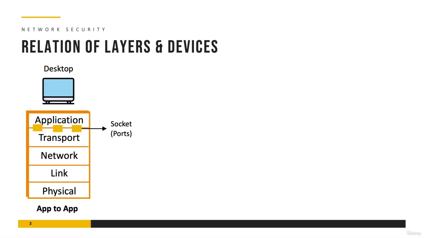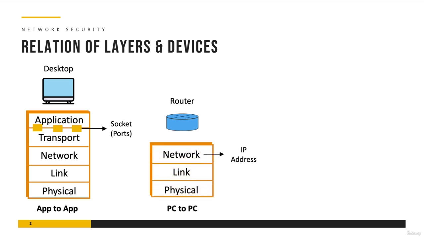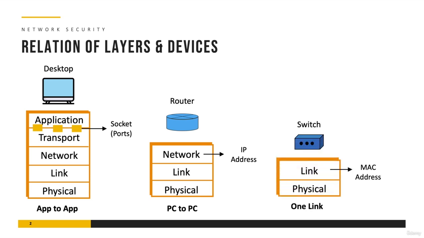And these devices implement all 5 layers of the protocol stack, starting from the application layer all the way down to the physical layer. Now, these devices are basically targeted towards application to application communication, and they use sockets for that purpose. Next, we have routers, which only implement the bottom 3 layers of the protocol stack. So the network layer is used, which contains IP addresses, and these IP addresses are used to route the packets over networks.